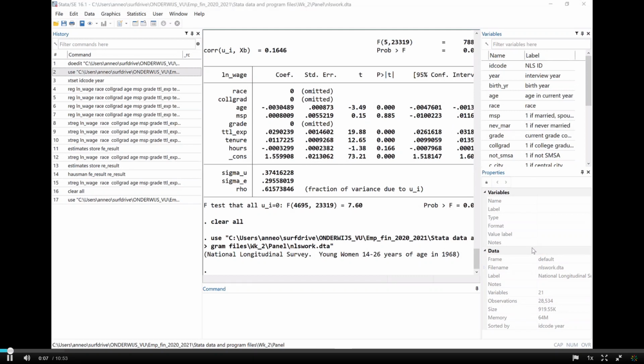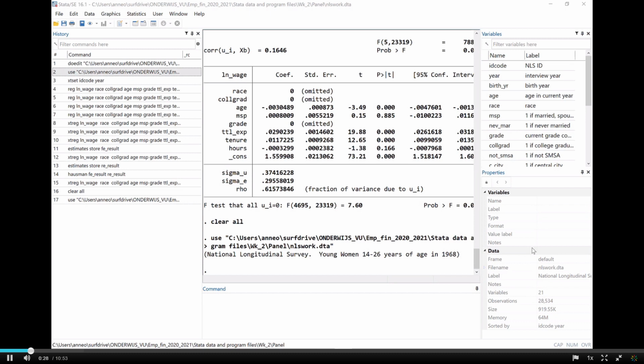This is the third and last Stata clip about panel data. In this clip I would like to do two things. First of all, I would like to show you the effect of clustering the standard errors. And the second thing I would like to discuss is the Hausman test on fixed or random effects.